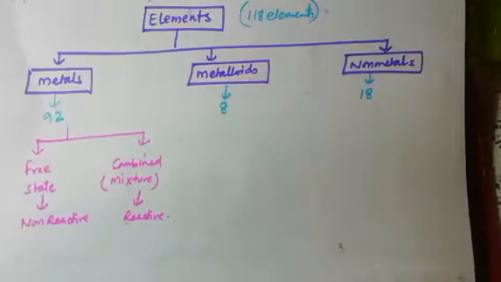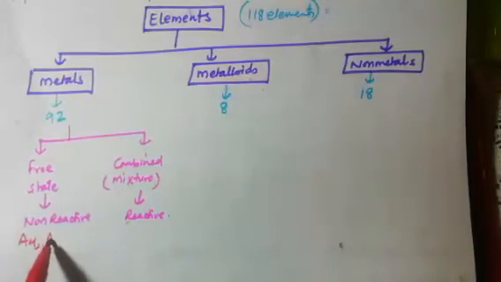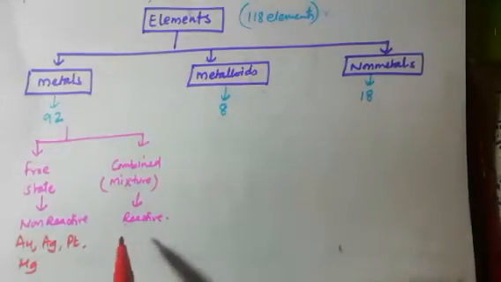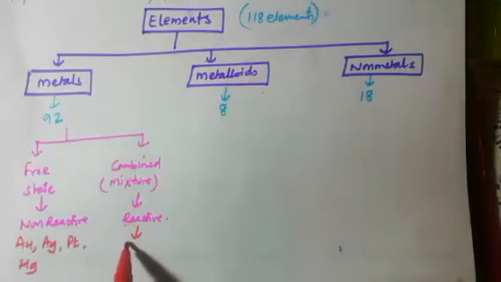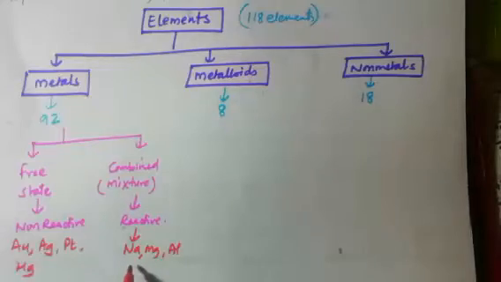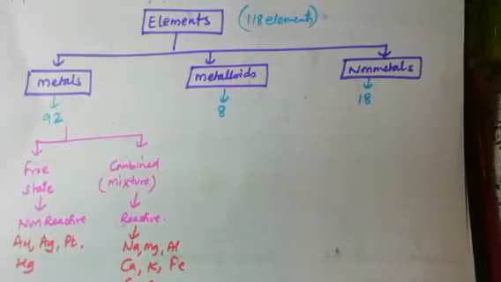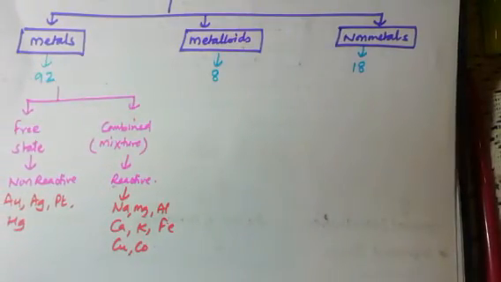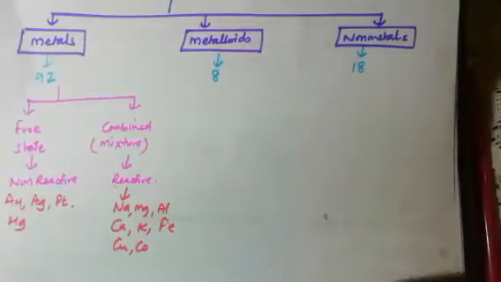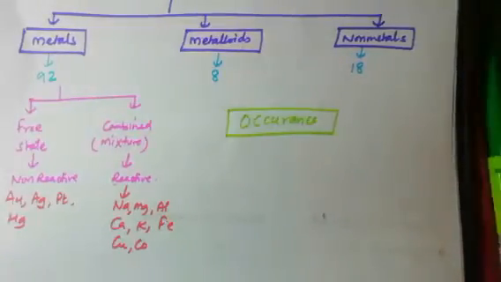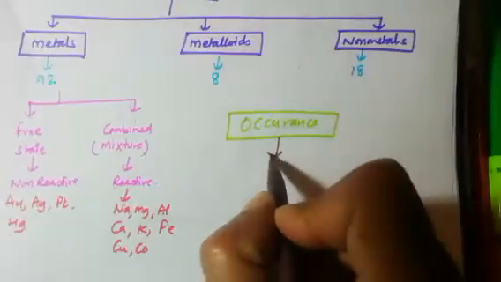For example, non-reactive elements are basically gold, silver, platinum, mercury. These are some of the metals which are found in free state. And the rest, sodium, magnesium, aluminum, calcium, potassium, iron, copper, cobalt, are some of the metals which are found in the combined state. Now we know there are different types of metals. So if we talk about occurrence, the question is where metals and non-metals are found in nature, in basically different states.